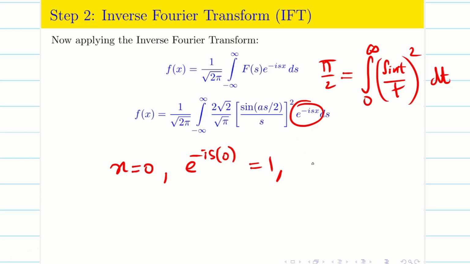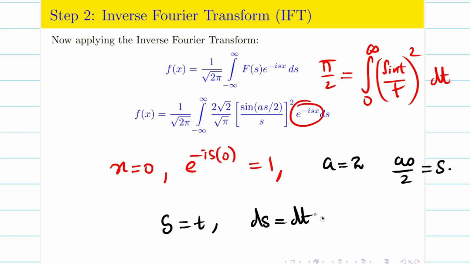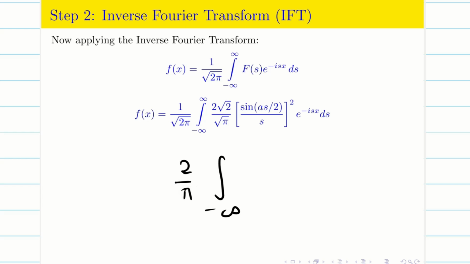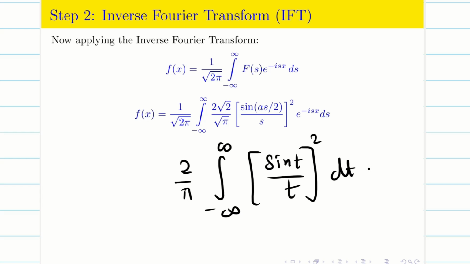Good. Next, a is unwanted. If I put a equal to 2, then as by 2 will become s. Again, if I put s equal to t and ds equal to dt, then my problem will be converted into this format. Now I can cancel this root 2 and I'm multiplying root pi by root pi. I'll be getting 2 by pi integral minus infinity to infinity. This simply will become (sin t by t) whole square dt. And my left hand side will become f of 0 when I substitute x equal to 0.